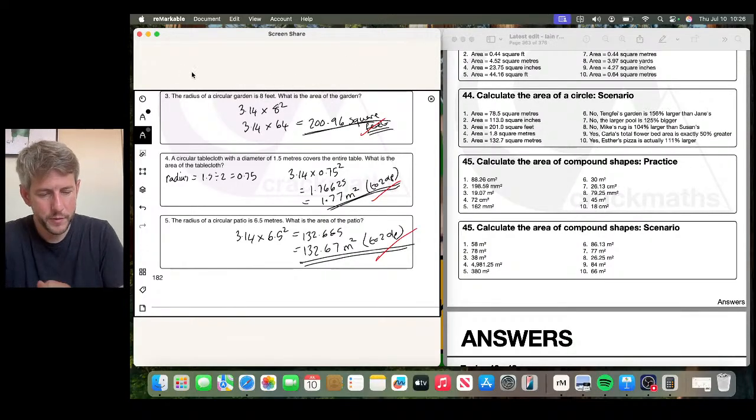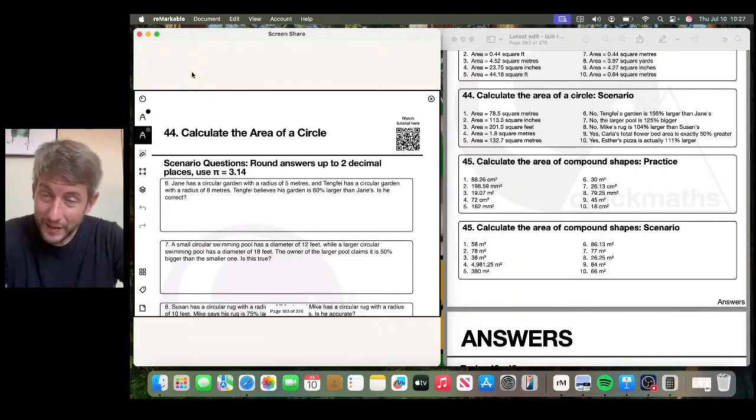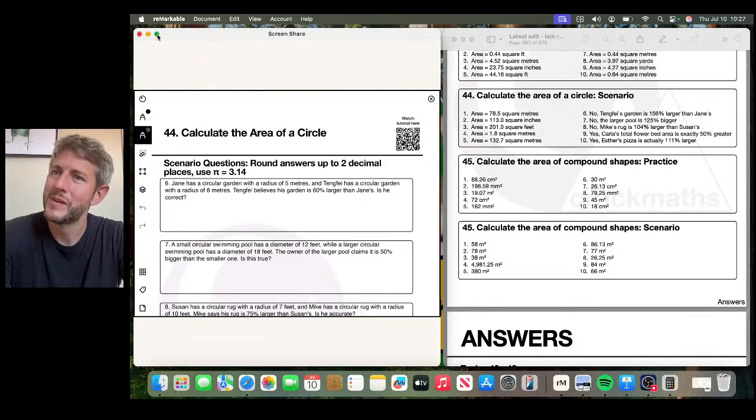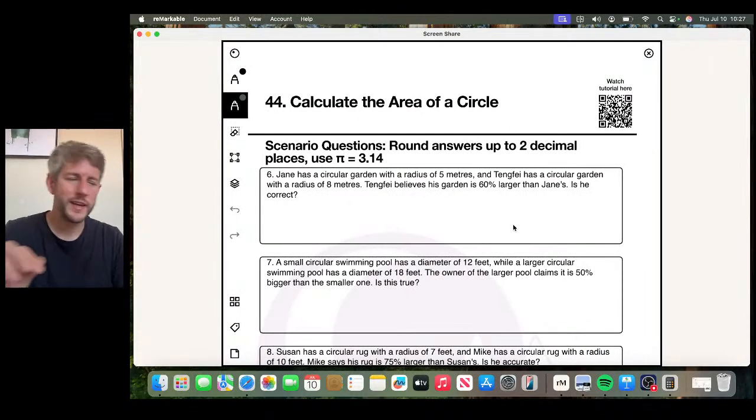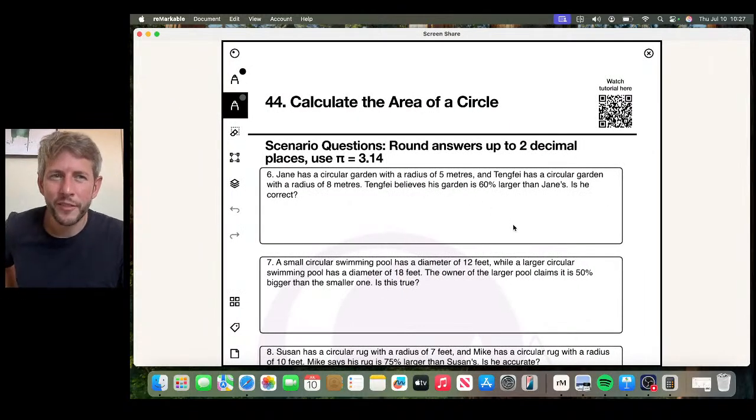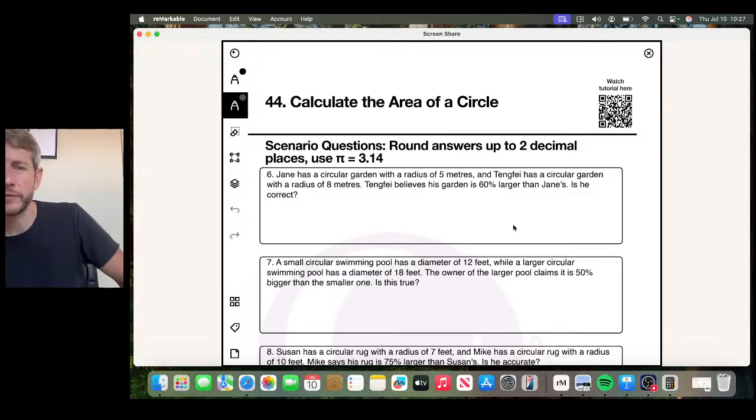Next round of scenario questions. Now these ones are tricky because I was feeling like by this stage I needed to start introducing the percentage stuff that we've done before. So let's get cracking with these and let's have a look.